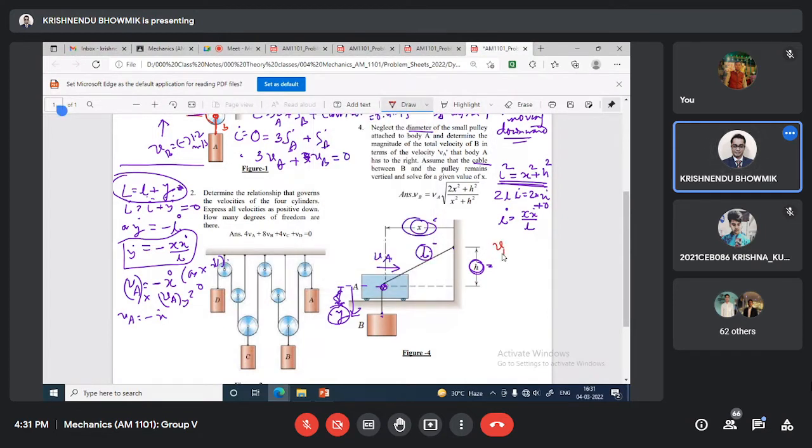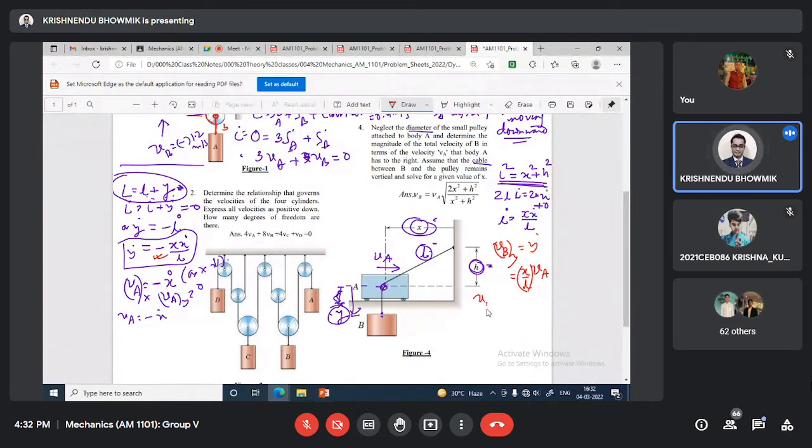Now, VB. VBY, that is y dot, equal to positive, I told, x by L, x dot is VA. X by L multiplied by VA. Y dot is this: minus x by L, x dot, minus x dot equal to VA. So this is the VBY.